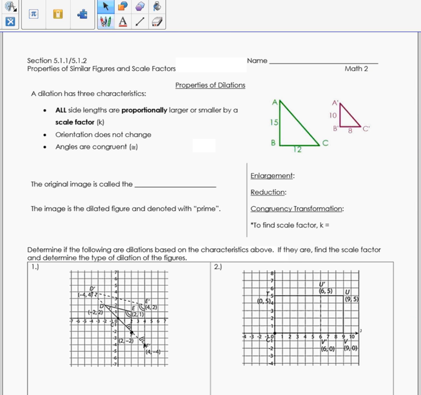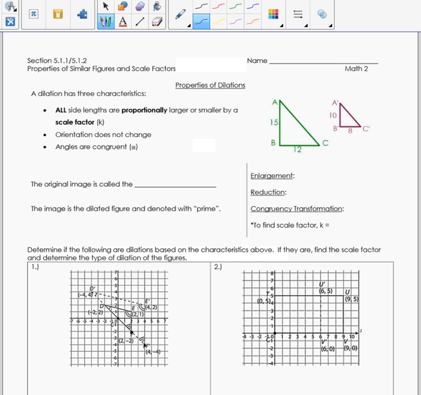So at the top of your notes, you see that you have three characteristics of a dilation. First thing, all sides are proportionally larger or smaller by a scale factor. You guys, last year in Math 1, you did a lot of congruent figure work, like proving triangles congruent by side, side, side, side, angle, side. We're going to do that same idea, but now it's similar. So they're not the same size, but they're all proportionally bigger or smaller. Orientation does not change, which means you're not flipping it and moving it around. It's not the reflections or rotations you talked about last year. You're simply changing the size. Then angles are all still congruent.